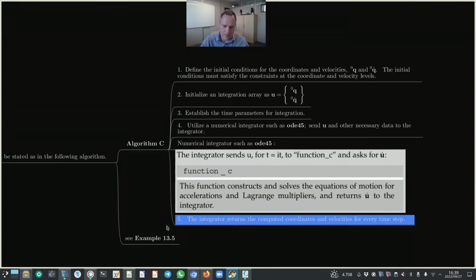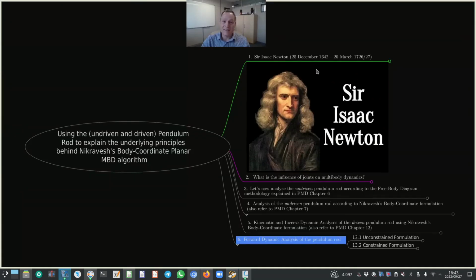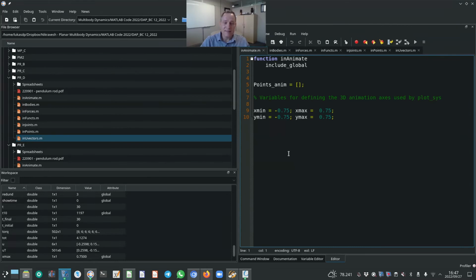And you're welcome to have a look then also at example 13.5. Okay, so that concludes our theoretical discussion of the forward dynamic analysis of the pendulum rod. Next, we will look at how we actually perform the analysis using Prof. Nikravesh's Matlab code.